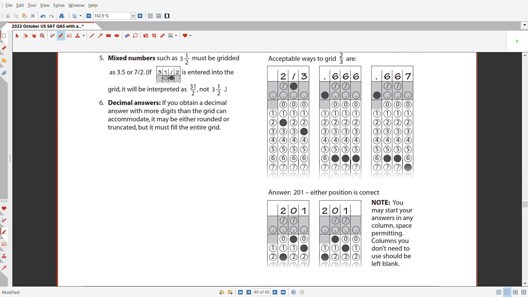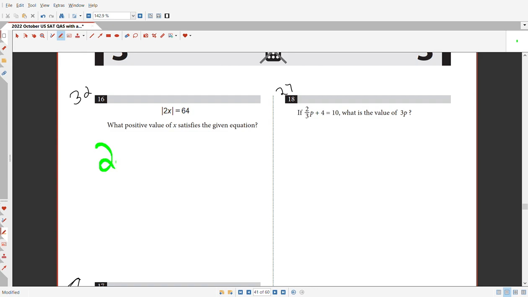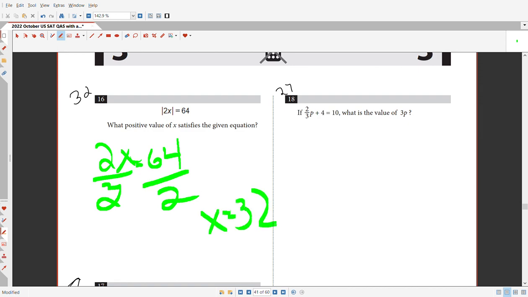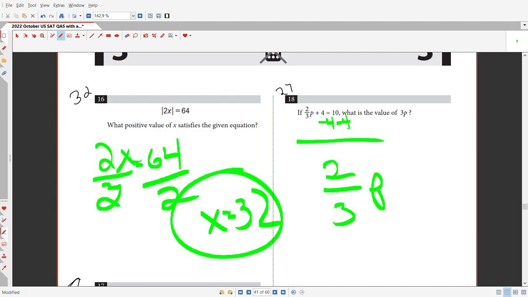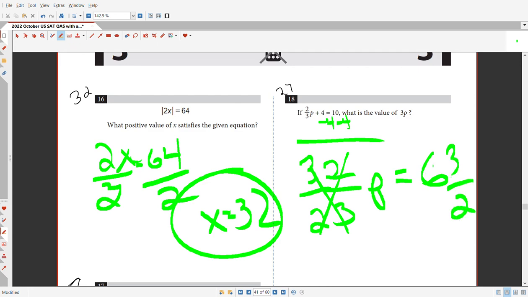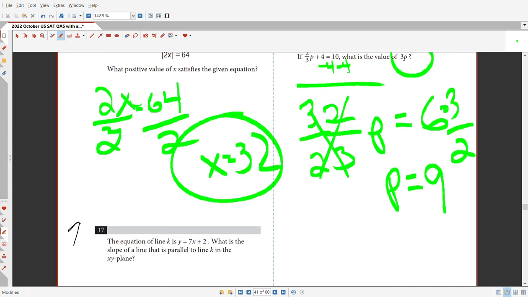Next question. All right, I could drop the bracket and set the inside equal to 64 and negative 64, but I only care about the positive answer because there's no negative answers. I'm going to do 18 now. I'm going to minus the 4. 2/3 P equals 6. To get P alone, I'm going to do 3 over 2. 6 times 3 is 18 over 2. P equals 18 over 2, which is 9. So 3 times 9 is 27.